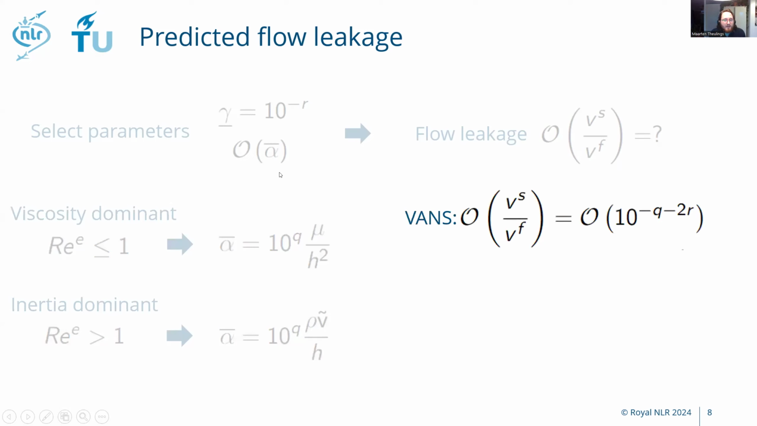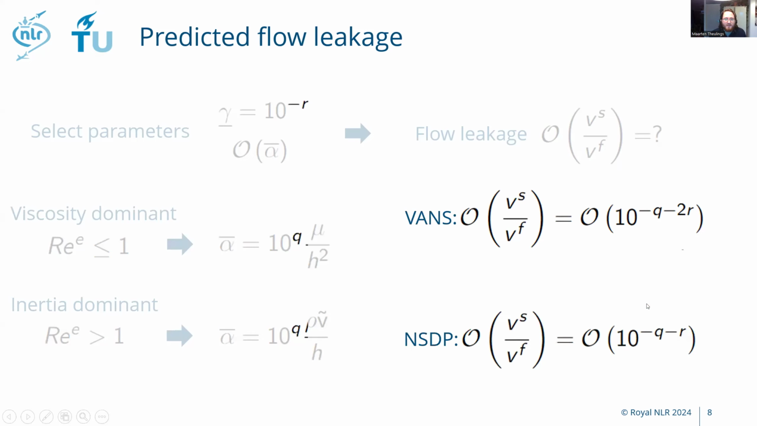And when I define my penalization like that, I found that I could predict this flow reduction for the new equations as 10 to the minus q minus 2r, and for the NSDP equations 10 to the power minus q minus r. And then I can just select this r. So we find that for the new equations, I have this 10 to the minus 2r, while for the NSDP equations, it's only minus r. That's because of the introduction of this pressure penalization, which adds an increase in flow reduction. And then of course, this q I select in my Darcy penalization.